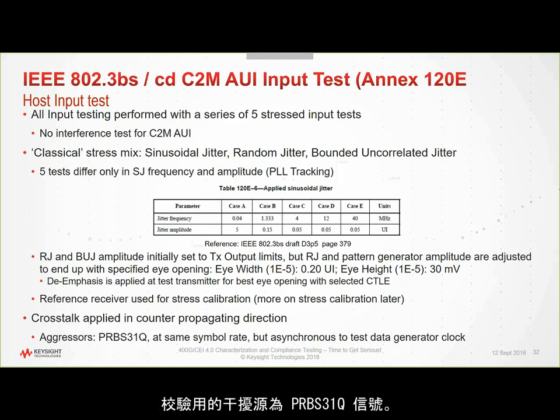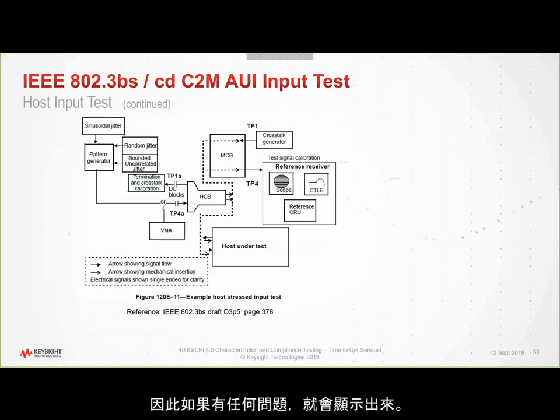So the aggressor, for calibration purposes, is a PRBS31Q signal. It's at the same symbol rate, but it has to be asynchronous to the test signal, and that's to assure that you get a phase slip, to make sure that if there is any problem with eye closure coming about because of a coupled edge through the crosstalk, at some time that's going to pass through where the slicer is in your receiver, and so if you have a problem, it's going to show up.